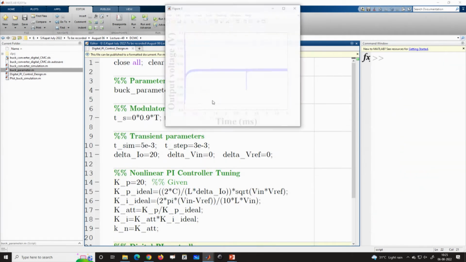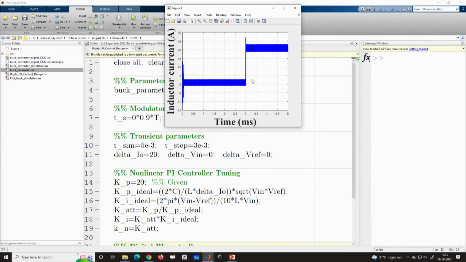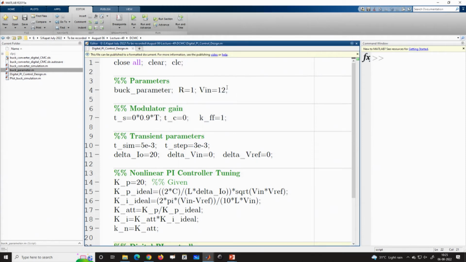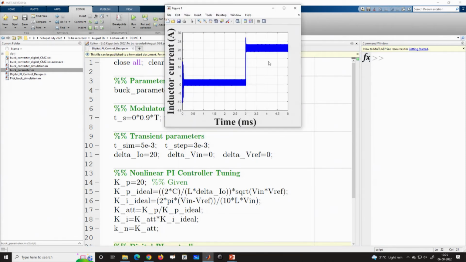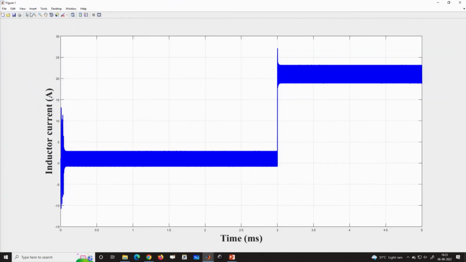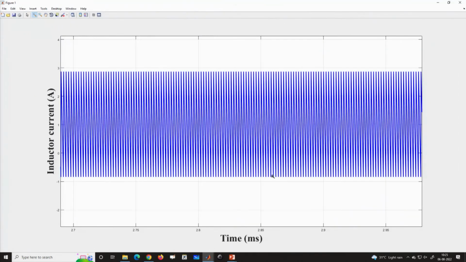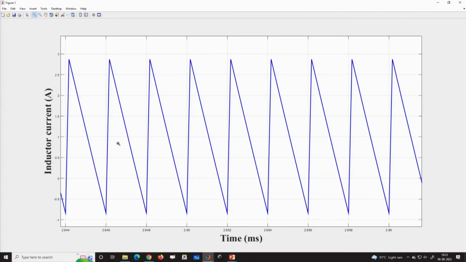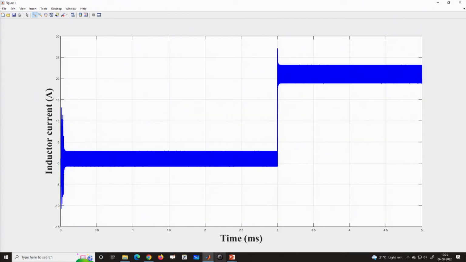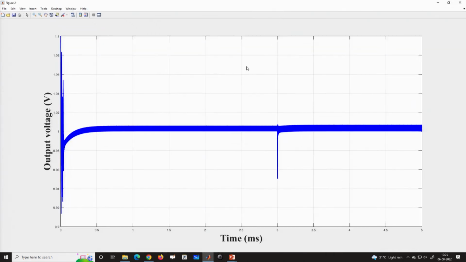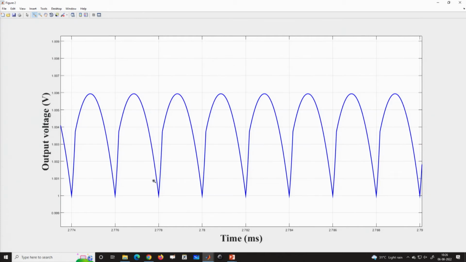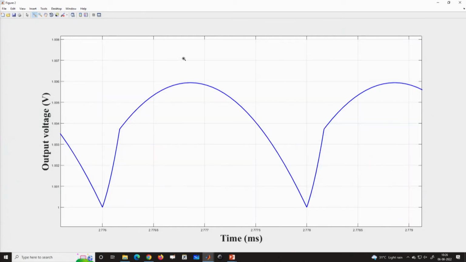So, here we are considering 12 volt input, and initially R was 1. If you go to the results, initially the average inductor current was 1 ampere, because the output voltage is 1 and the load resistance is 1. If you go to the output voltage waveform, the output voltage is regulated to 1 volt more or less. Why is it slightly above 1 volt?